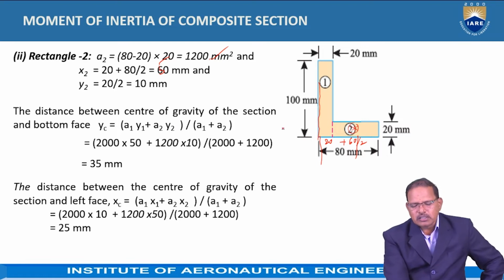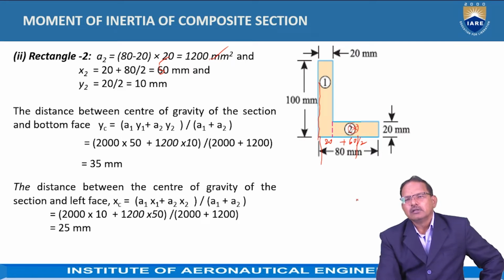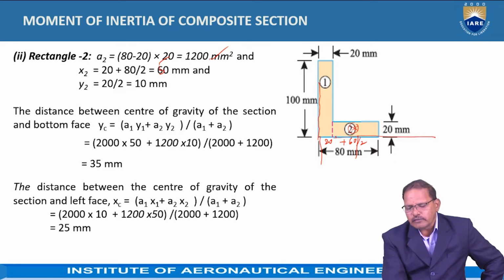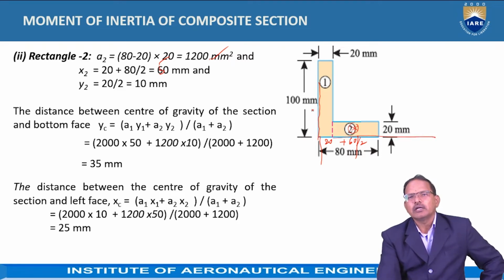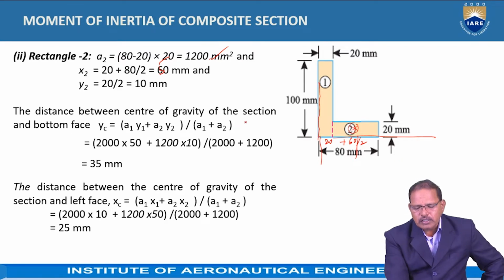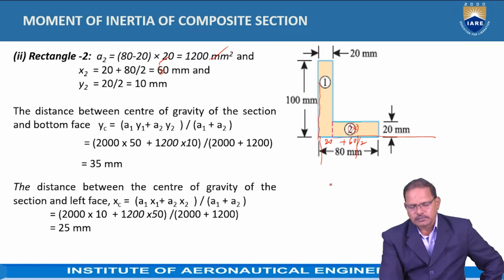The distance between the center of gravity of the section and the bottom face is what we have to determine, that is, the position of the centroid, the y coordinate, with respect to the x-axis. The position of the centroid of the L section about a line passing through the bottom, that is the x-axis, is yc is equal to a1 y1 plus a2 y2 divided by a1 plus a2. These are the fundamental equations for the determination of the center of gravity of a composite section.